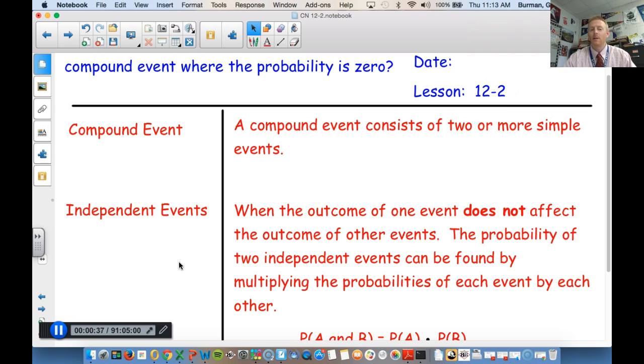So compound events and independent events are certain types of events that will happen in our probability unit. Now, a compound event is an event that consists of two or more simple events. So like the probability of you rolling a 3 on a number cube, and then maybe to compound that would be to draw a red card out of a deck of cards.